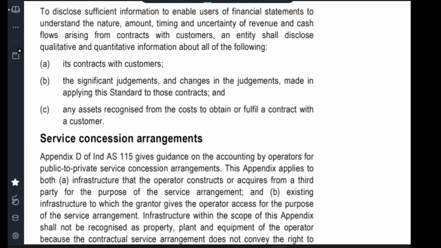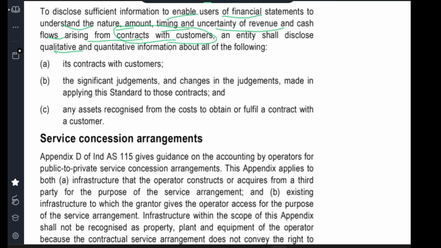To disclose sufficient information to enable users of financial statements to understand the nature, amount, timing, and uncertainty of revenue and cash flow arising from contracts with customers. So, disclose sufficient information with respect to the user. You need to disclose the nature, timing, and extent of the contract, who is going to do it, what the revenue is, and what cash we are expecting. Everything is to be disclosed.